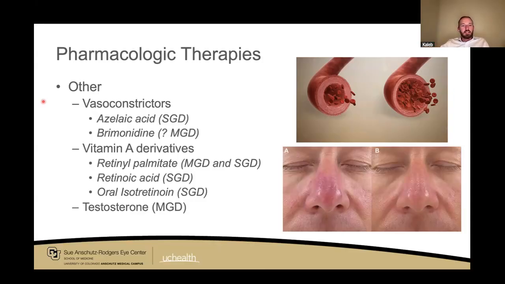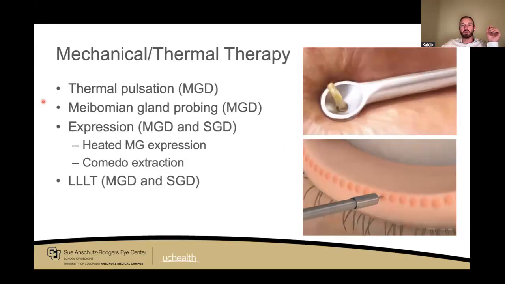So then we have other options like testosterone cream. I do a lot of compounded testosterone cream that I have patients put on their eyelids because we know testosterone stimulates sebaceous glands, including the meibomian gland. So if you stimulate the meibomian glands, you can lead to an increased production of meibum, which can help with MGD. But we don't see this with sebaceous gland dysfunction because we're not really trying to increase secretions in those cases.